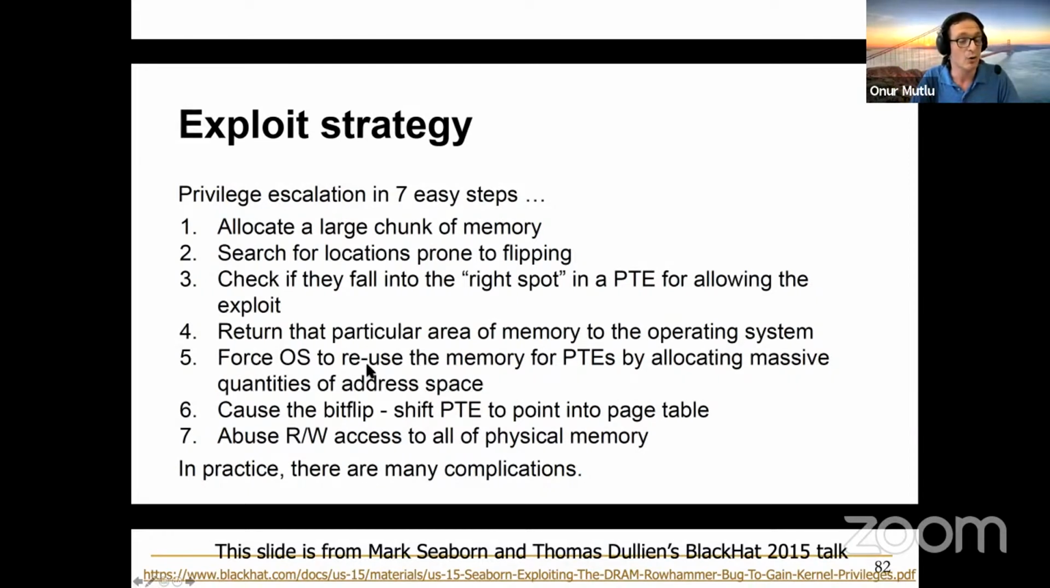It's going to force the OS to reuse the memory for the page table entries by allocating massive quantities of address space, just like we discussed, by page table spraying. And then it causes the bit flip. It shifts the PTE to point into the page table. And now you can get read-write access to all of your physical memory, and you can abuse it as you want. Of course, it's not easy. There are many complications. And if you're really interested, you can watch their talk and read their blog.